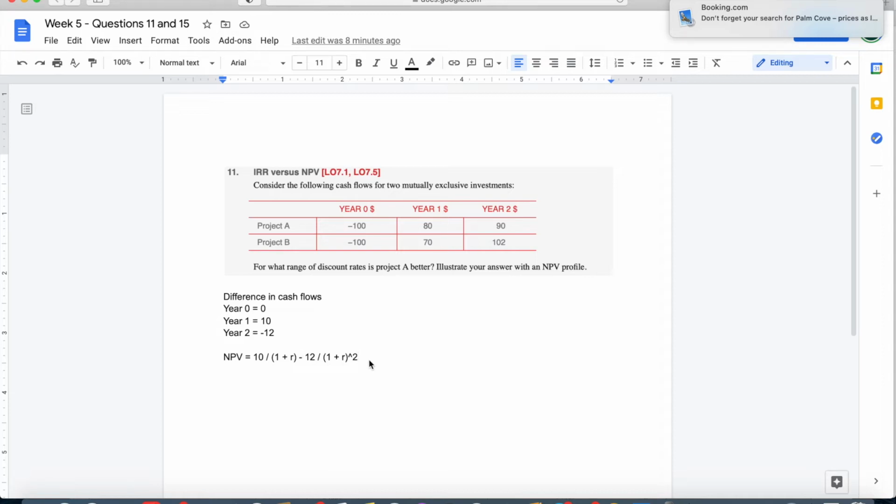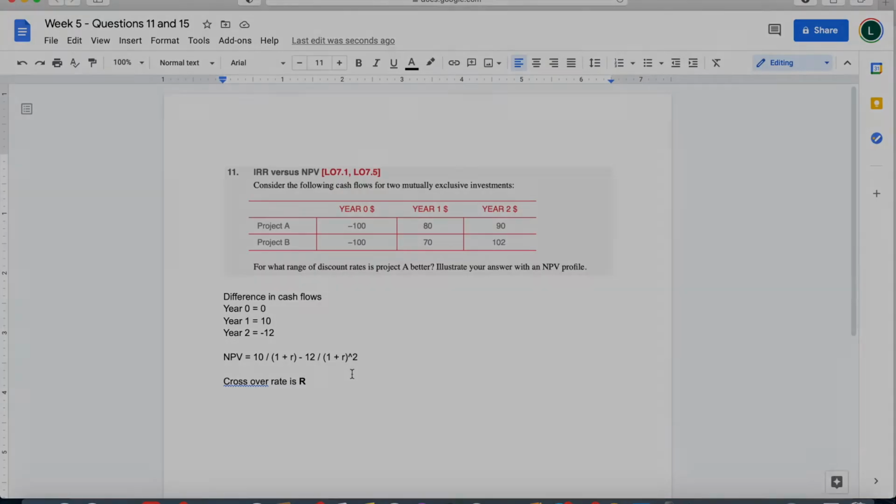By using that formula, we can then calculate the IRR, which is also your crossover rate. So if we just write, crossover rate is R. This is what we're trying to find. If we were doing it manually, we would have to do a bit of a guessing game, but we can use our financial calculator, which I will flip to now and show you how to work it out.